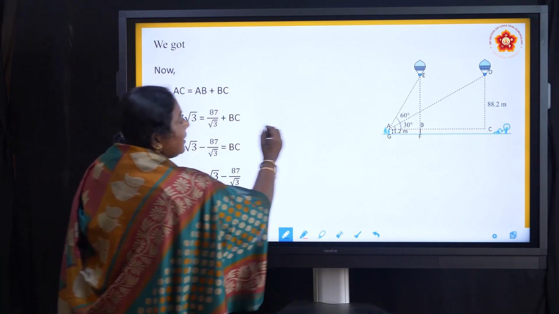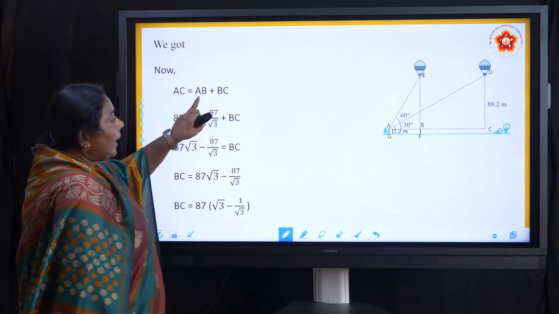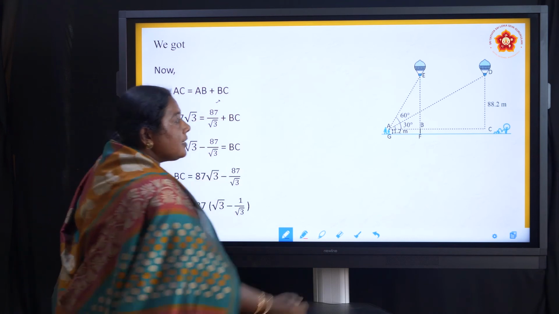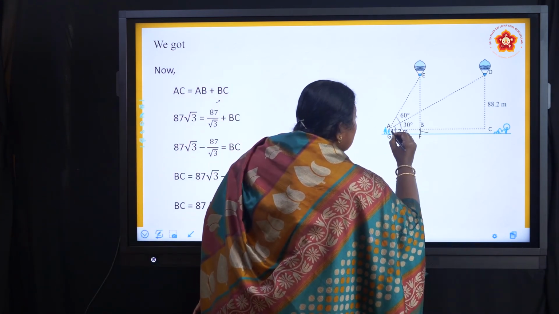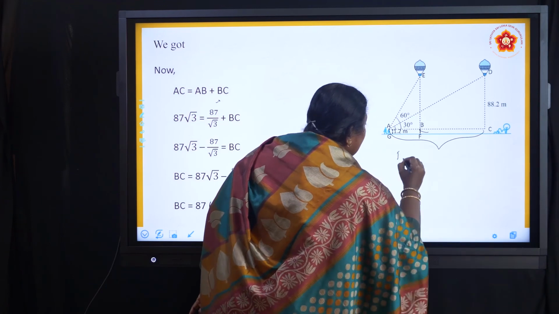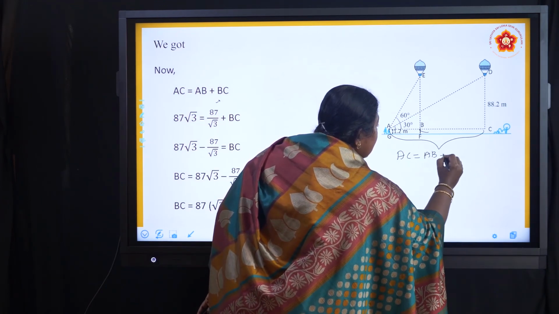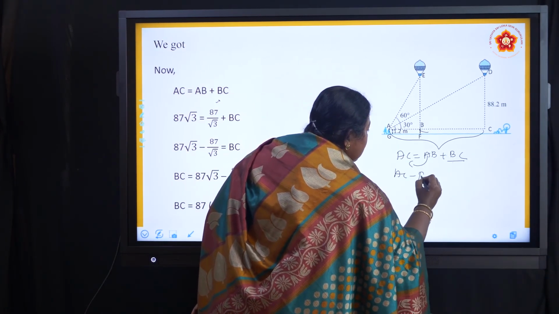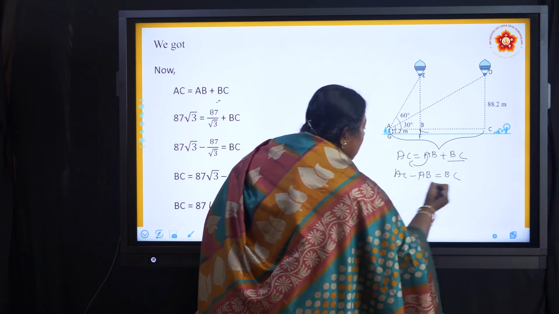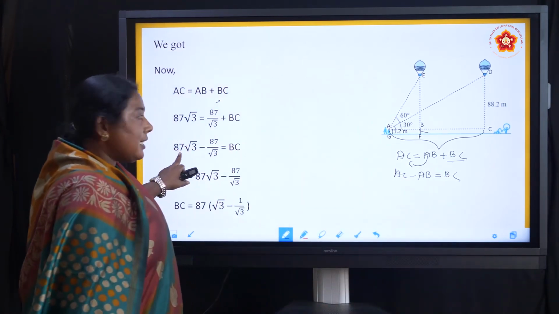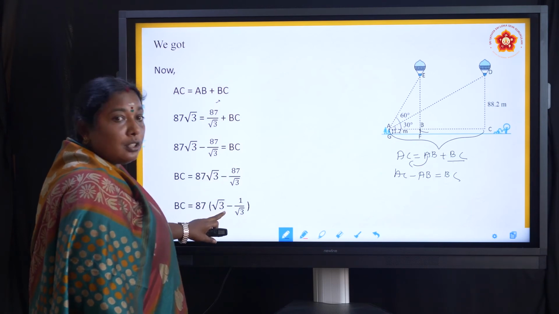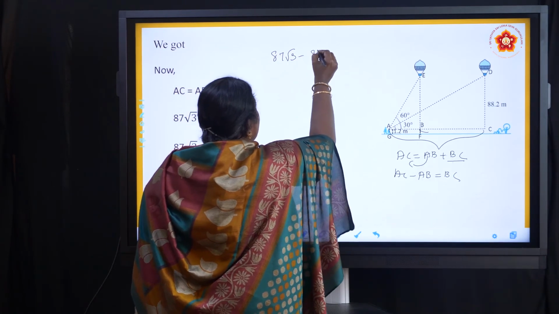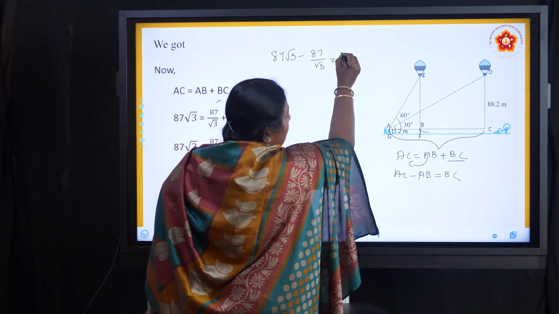Now AC is equal to AB plus BC. BC is the part I want. So what I have to do? AC is equal to AB plus BC, right? I want the BC part. So bring the AB to this side. So AC minus AB is equal to BC. Now I got AC is equal to 87 root 3 and AB is equal to 87 by root 3. So it is 87 root 3 minus 87 by root 3 is equal to BC.